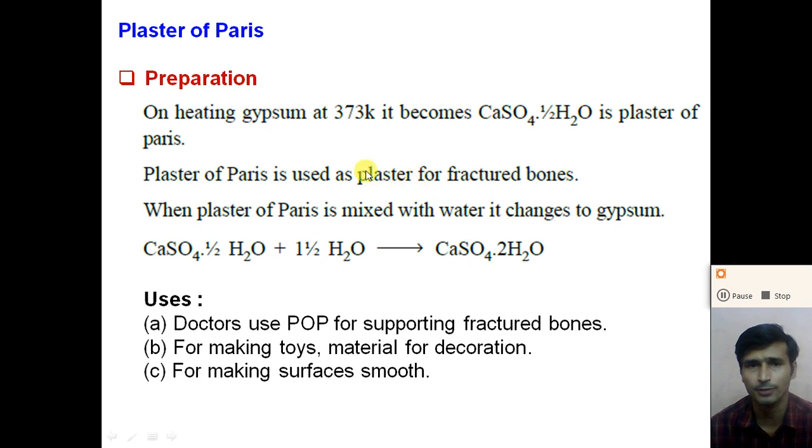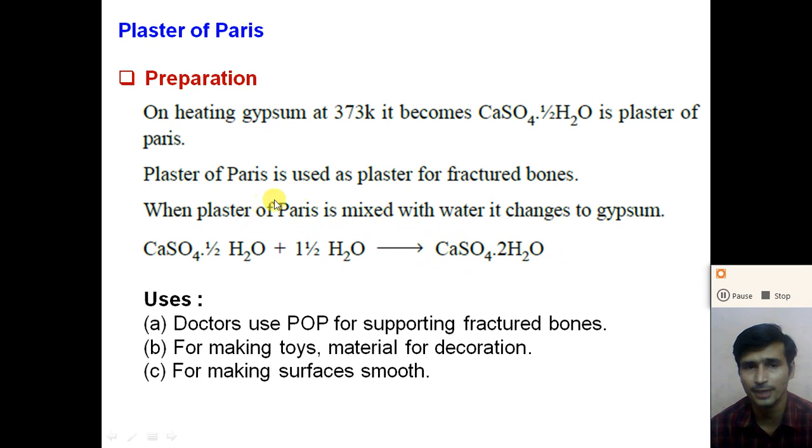So what is the chemical formula of gypsum? On heating gypsum at 373 Kelvin, it becomes CaSO4.½H2O, which is the plaster of Paris, right? The chemical formula of gypsum is CaSO4.2H2O, and on heating it and losing water molecules, we get the plaster of Paris. So what is the chemical formula of plaster of Paris? CaSO4.½H2O.